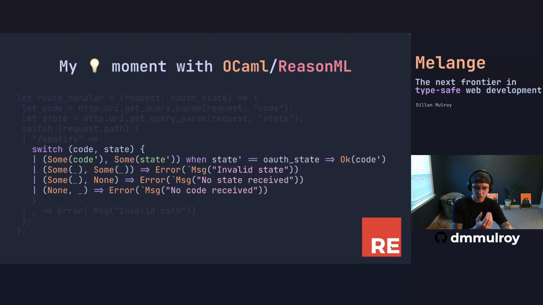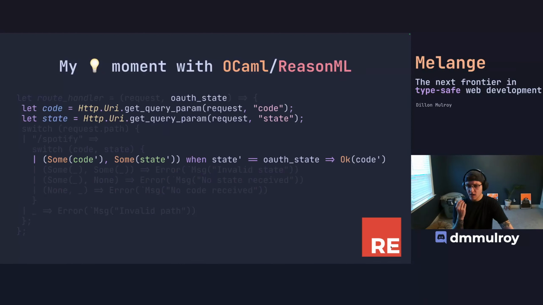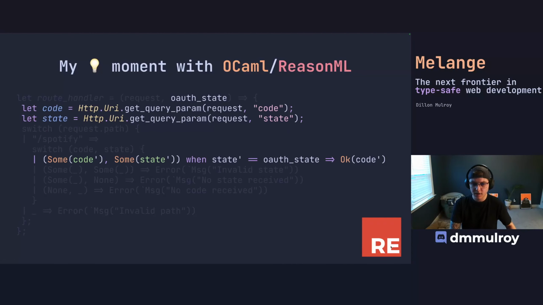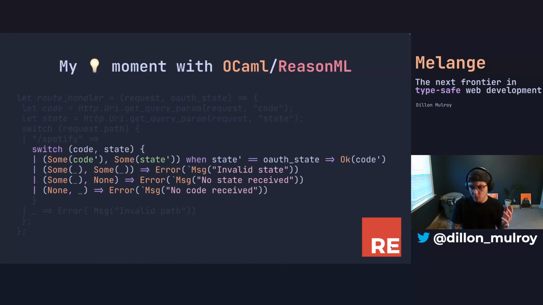However, if we get code and state, but our state doesn't match the random bit, which we're calling OAuth state here, if they don't match, then we know, let me go back, sorry about that. Then we know that we're in an invalid state. Or maybe we got a code but not state, or we didn't receive either, right? I just thought this was the coolest thing in the world. It really made pattern matching and variants click in my head, just being able to concisely and expressively model all of these different edge cases with the pattern matching.